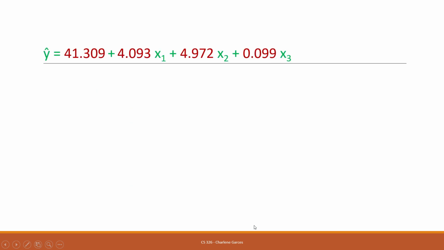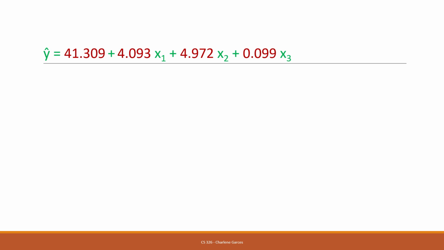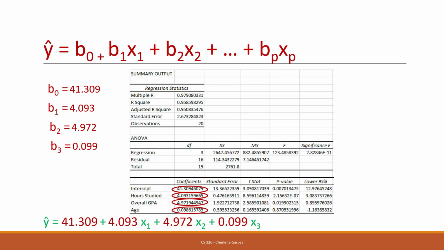Okay, so let's say for example, number one. Since our model is also ready, the model has been fed with the 22 sets of data, and I think with that we can actually predict given these independent variables. Okay, so example number one is: what is the predicted grade for a 23-year-old with an overall GPA of 2.4 who studied for 3 hours? So our X1 is actually the hours studied, overall GPA, and age.